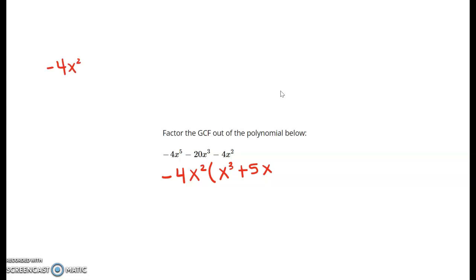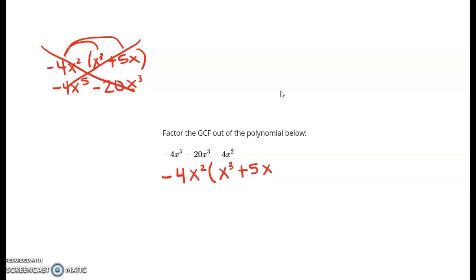Let's just look at that real quick. What it would look like if we closed it. Because remember, we can check it by multiplying it through. So negative 4 times that first one, we get negative 4x to the 5th minus 20x cubed. We're missing that last term, so we know this is not correct. What we need to have here is a placeholder. So we're just going to have plus 1, because if I multiply that negative 4x squared plus 1, I'll get negative 4x squared. So let's go ahead and check it.